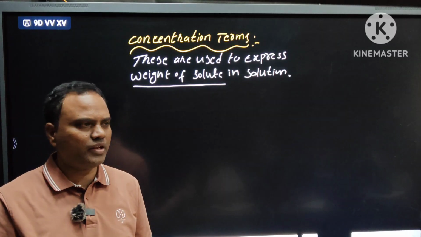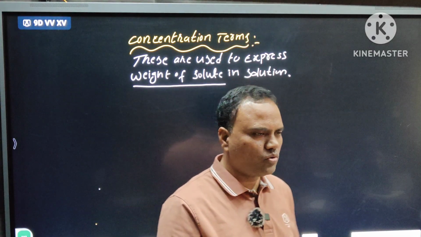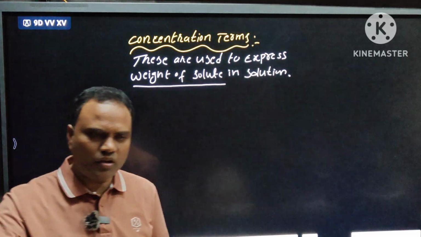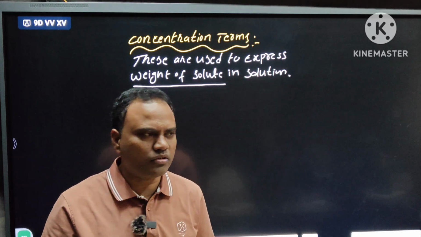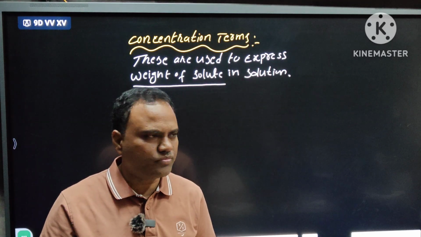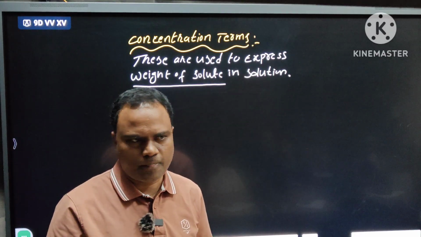Generally, how do we express weights? Weight is expressed in kilograms, grams, milligrams, like that. But once you dissolve salt in a solvent and get a solution, you cannot use units like kg and grams. We have to use concentration terms, right?